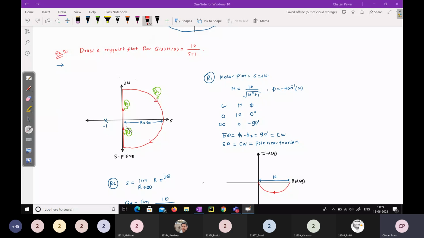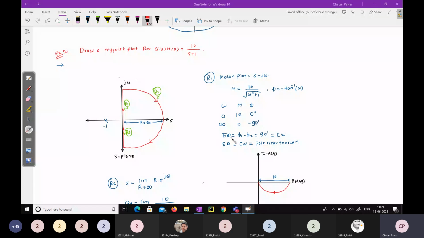So first, we will draw the polar plot. Region 1 mapping, we will map region 1. Here we can see s is equal to j omega, put that into the transfer function and find the magnitude and phase. Let us draw the polar plot for this. At omega is equal to 0, magnitude will be 10, right? If you put omega is equal to 0 in this magnitude formula, you will get 10 as the magnitude, and angle will be 0 degree. At omega is equal to infinity, magnitude will be 0 and angle will be -90 degree. Let us see the ending direction.